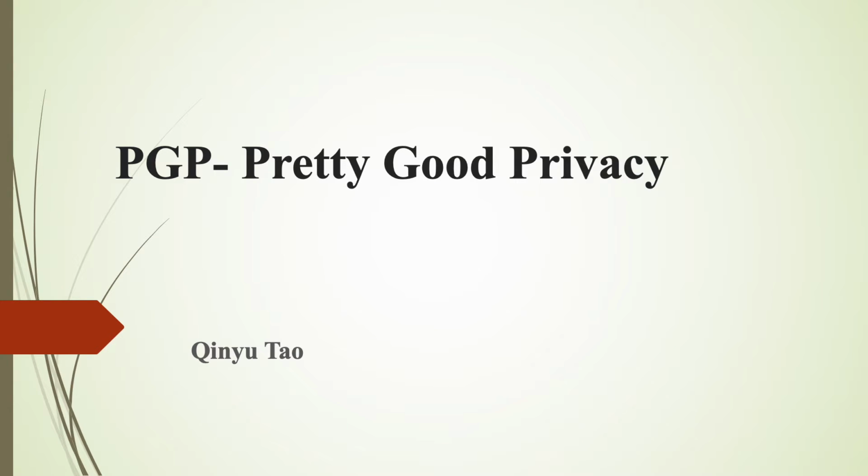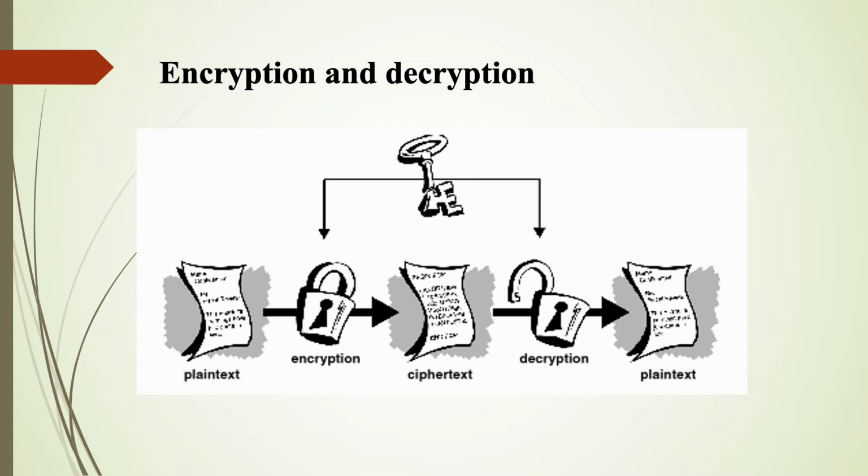Hi, today I'm talking about PGP and OpenPGP. What is PGP used for? It is about cryptography. Cryptography enables you to store sensitive information or transmit it across insecure networks so that it cannot be read by anyone except the intended recipient. So PGP is related to encryption and decryption.